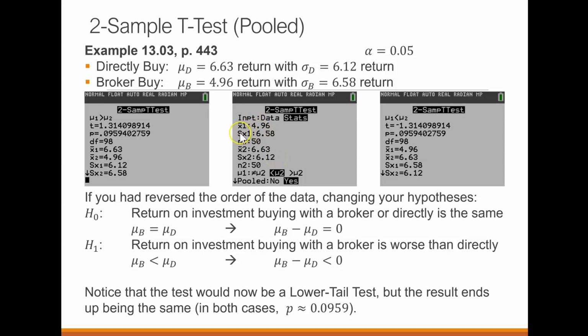So here, the X1 is now the broker data. So our first sample is the broker, and the second sample is direct. We do that. Notice that we get the same p-value. So what does that tell us? Still, we failed to reject the null, meaning that the two investment options are really the same.